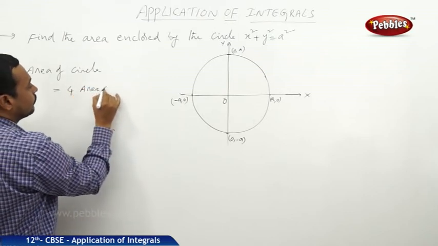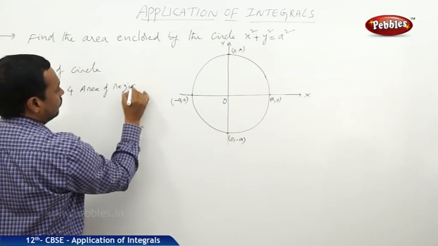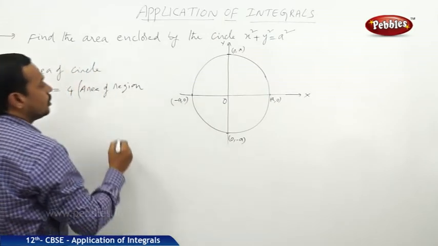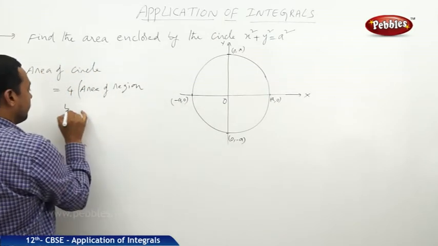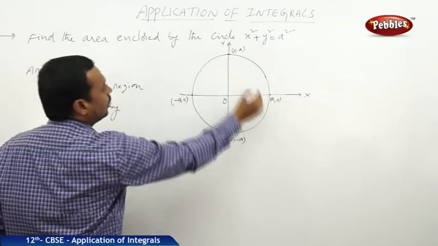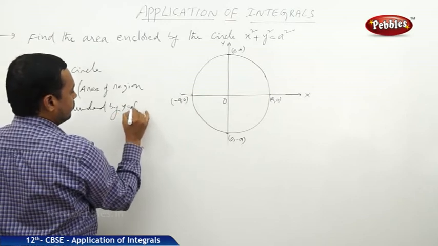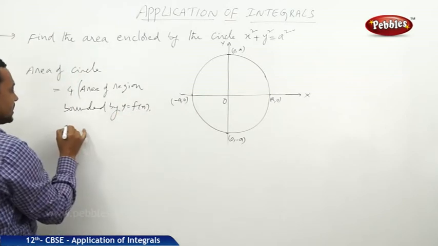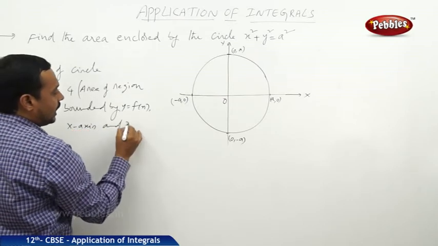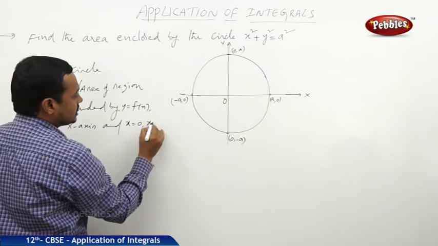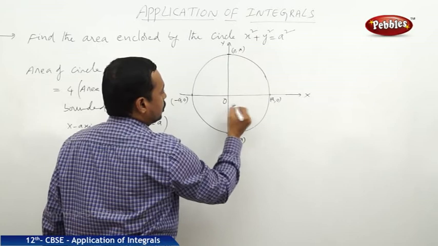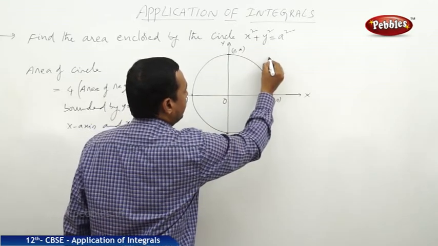area of the region bounded by the curve y is equal to f of x with the x-axis and x is equal to 0, x is equal to a. You see, it is x is equal to 0 and x is equal to a.